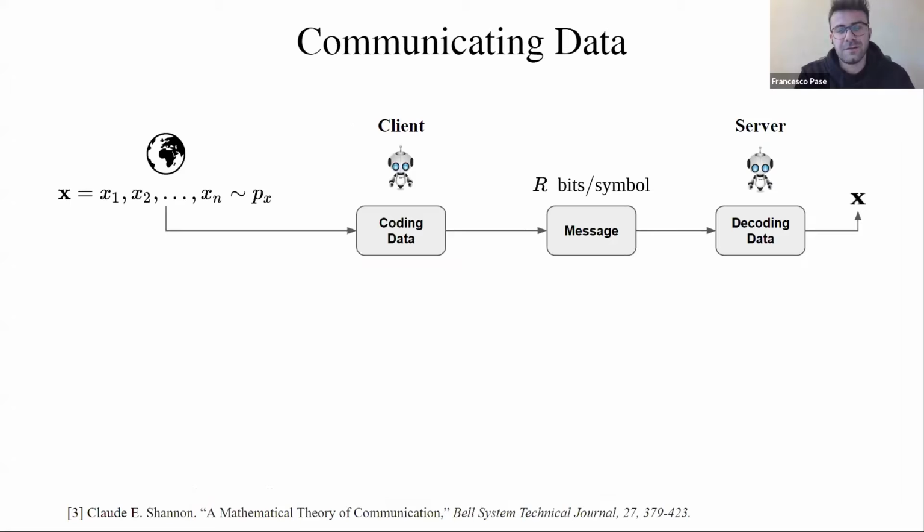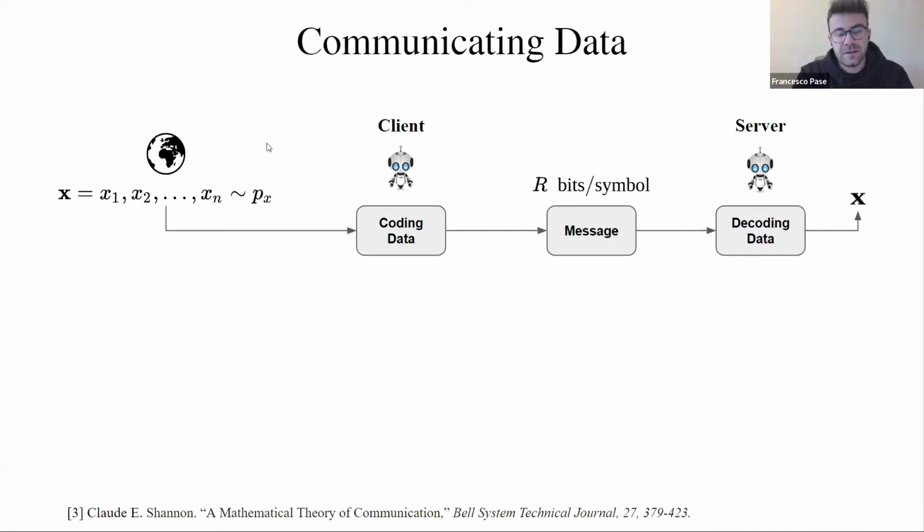But before diving into that, I will give a very brief detour into information theory for communicating data. What people in the communication theory community usually use to model and formulate the problem of communicating data, for example sending the updates from the client to the server, is to think of the client as observing a sequence of random variables x1 up to xn, all distributed according to P of x.